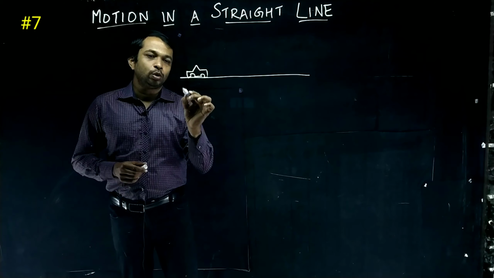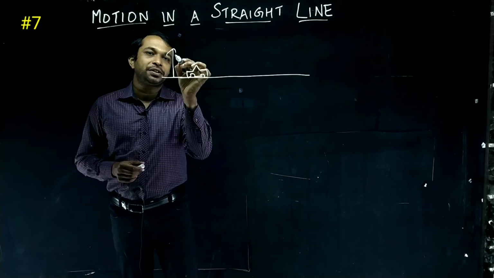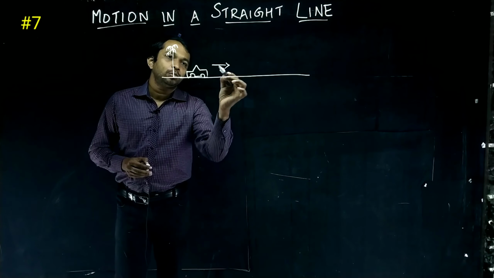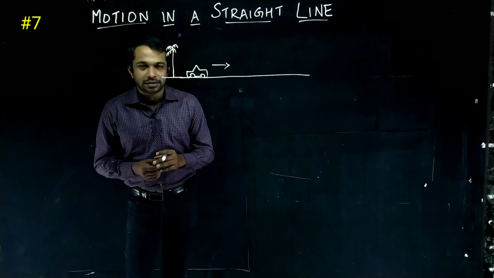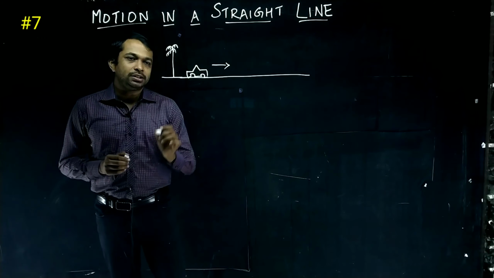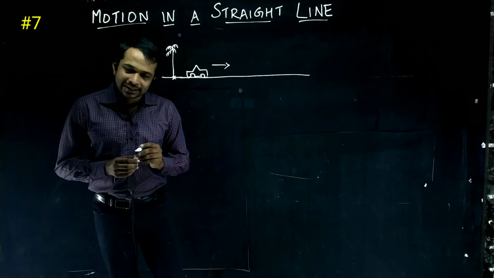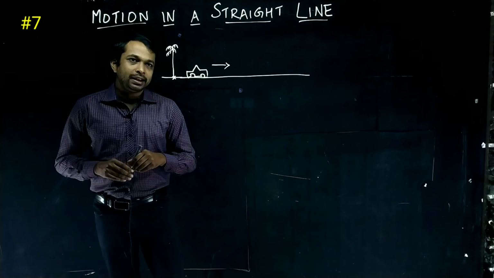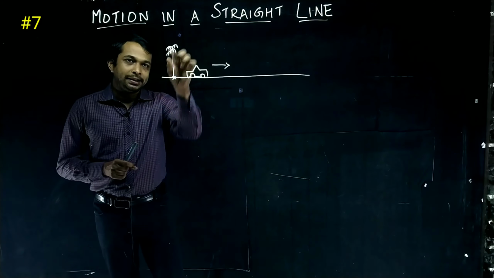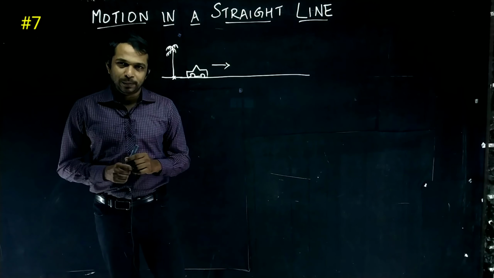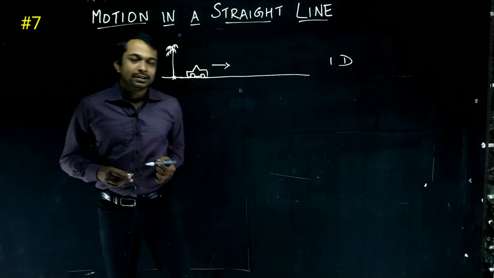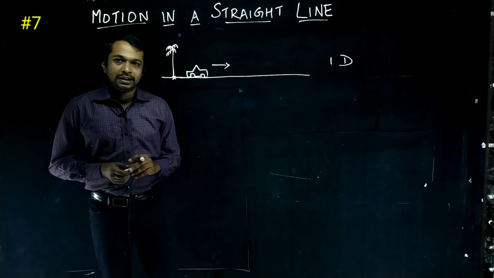If this car is moving with respect to some tree here, okay, suppose this is a tree, and if this car is moving in some direction, either to the left or right of the tree, you will say that the position of this car is changing with respect to this tree, right? So we can say that this car is in motion, and here this tree is your reference point, and this is the case of one dimension.